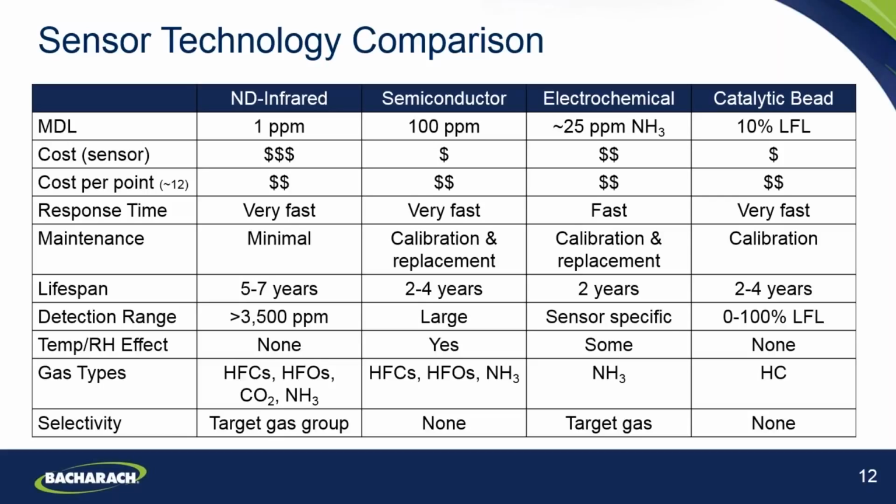Semiconductor sensors are not really suitable for measuring levels lower than around 100 parts per million, so you don't get that same sort of sensitivity and that same early detection of leaks that you would with an infrared sensor. Electrochemical sensors, you can typically get MDLs in the region of around 25 parts per million of ammonia, which is entirely applicable to the application because that is just below the occupational exposure limits of ammonia, which has toxic properties. Catalytic bead sensors, you're typically looking at around 10% of the lower flammability limit as the lowest feasible measurement you can get.